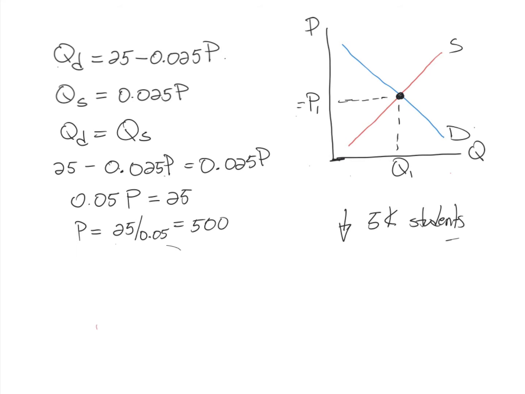In our case, the rent for apartments is going to be $500. So we can now also write that value in our diagram.